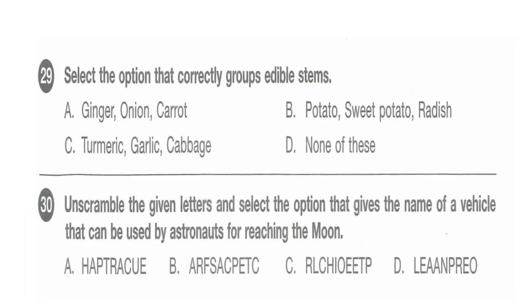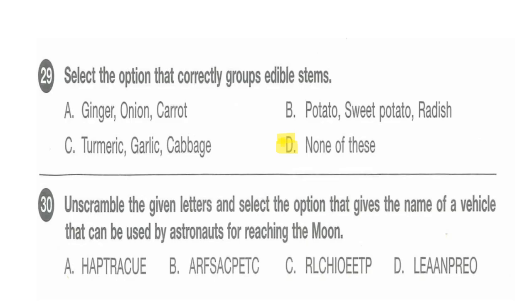Question number 29. Select the option that correctly groups edible stems. A. Ginger, onion, carrot. B. Potato, sweet potato, radish. C. Turmeric, garlic, cabbage. D. None of these. Here none of the groups can be correctly classified as edible stems. Hence the answer is option D, none of these.